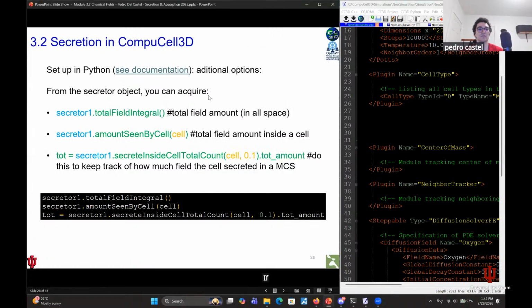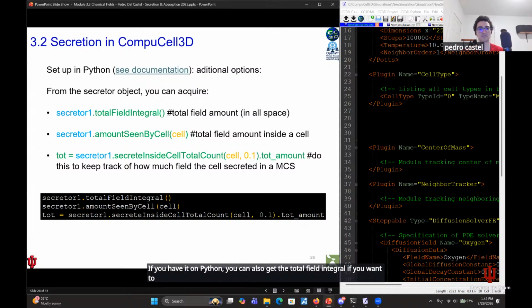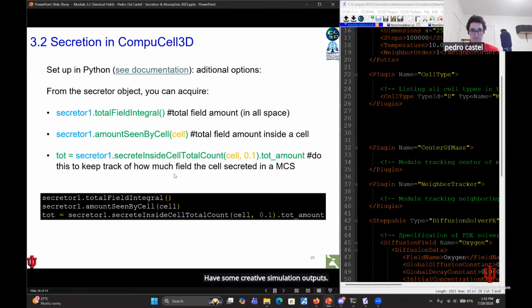If you have it on Python, you can also get the total field integral if you want to have some creative simulation outputs. The amount seen by a cell, if you want to let the concentration at the cell influence the behavior of a cell, and track the total amount secreted or taken up by a cell. So these are all things that you can do in Python and you cannot do in XML.